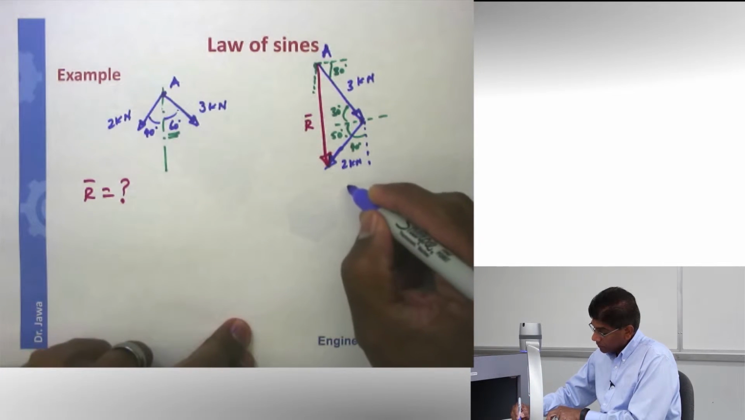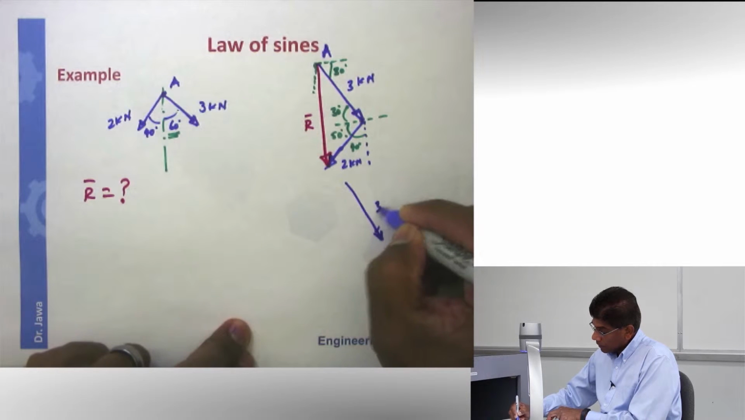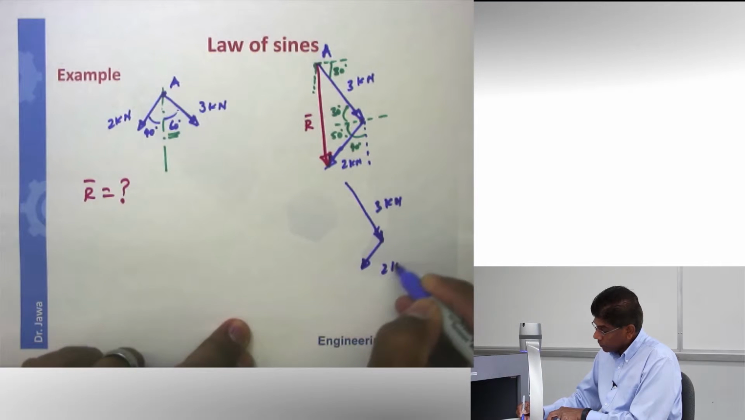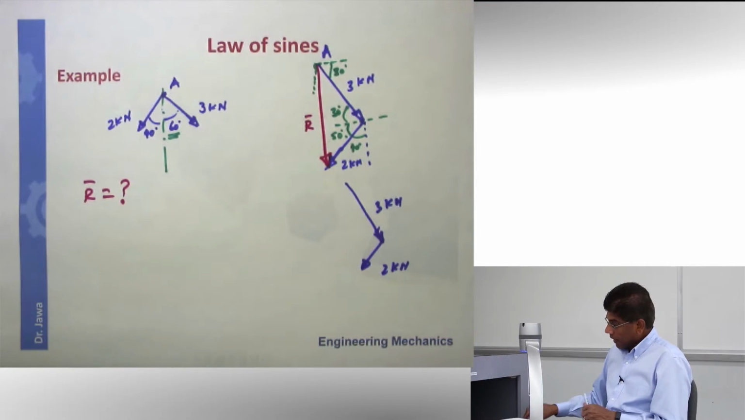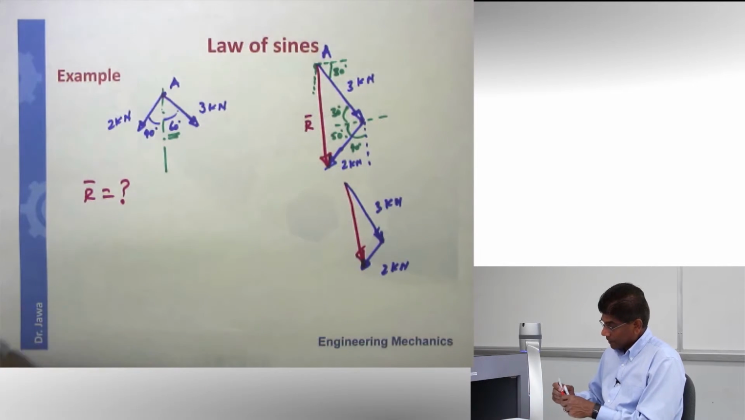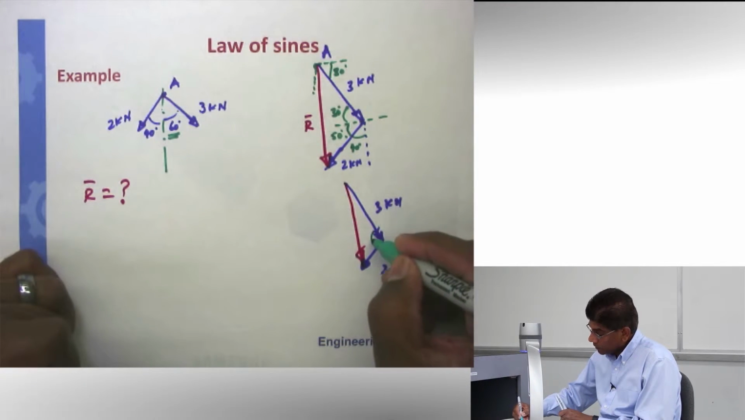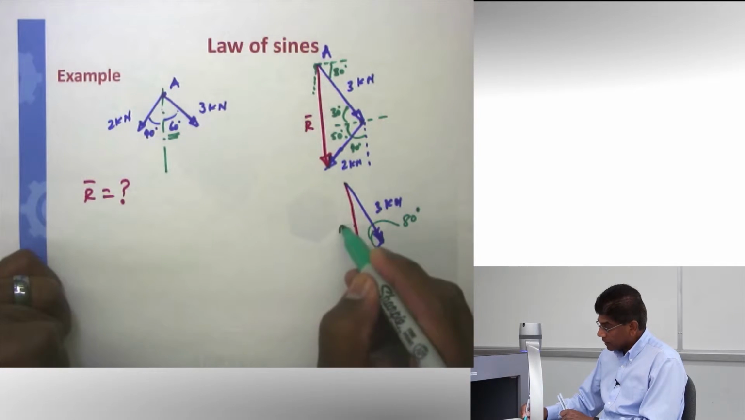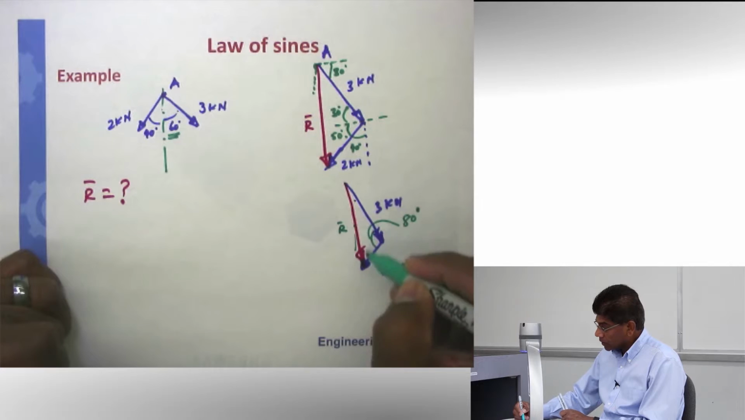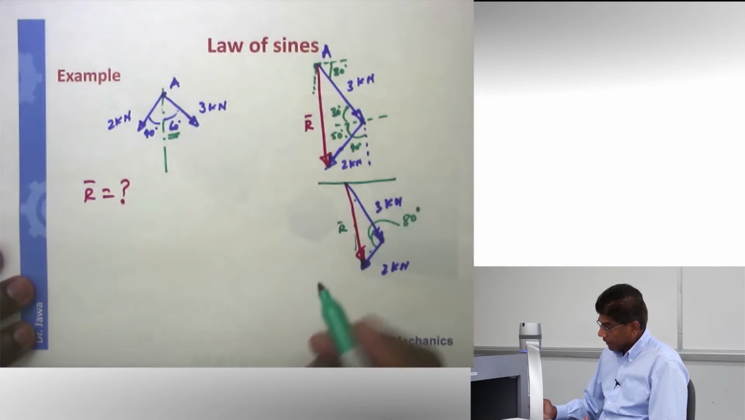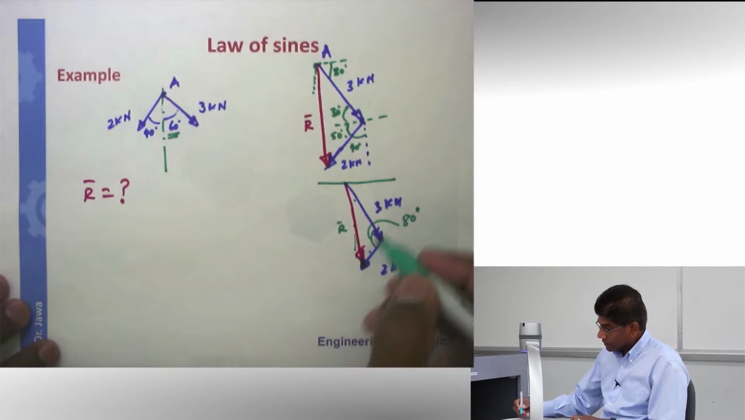with all this information. This is my 3 kilonewton force. And this is my 2 kilonewton force. And my resultant is this, all right? And this angle we figured out as 80 degree. So we need to find out my resultant force, which is this R, as well as probably these angles, all right? And this is my horizontal line.